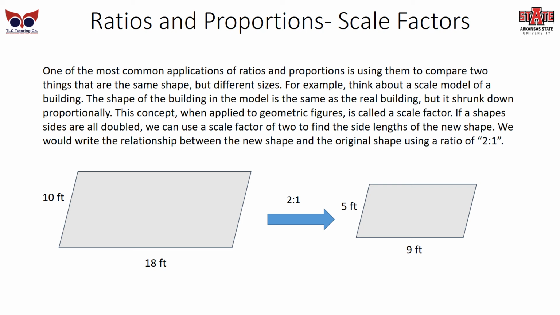So if you double all the sides on a shape, you can see the scale factor is 2. You double everything. So you could write that relationship using the ratio of 2 to 1. So here you have a parallelogram that's 10 feet by 18 feet. If it's a 2 to 1 ratio, the smaller one would be 5 feet by 9 feet. You just divide everything by 2.